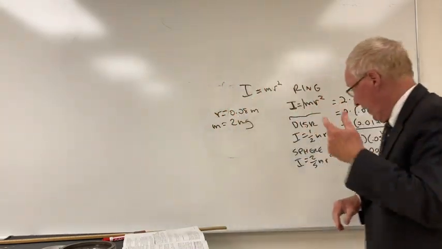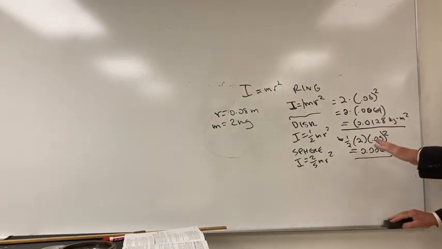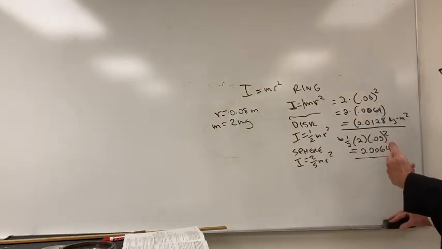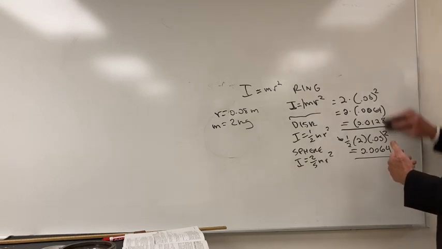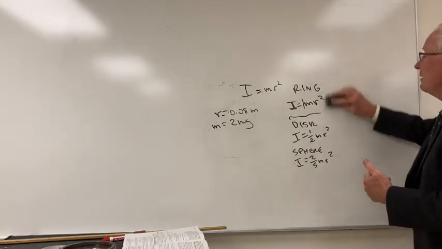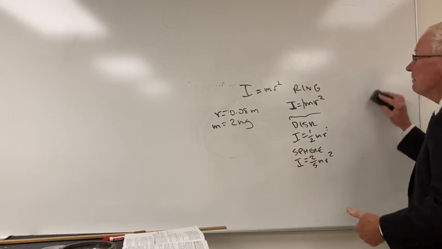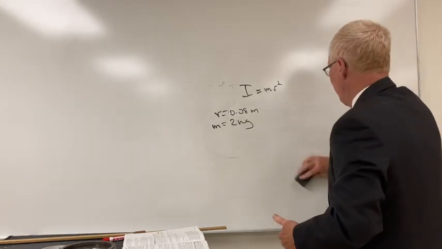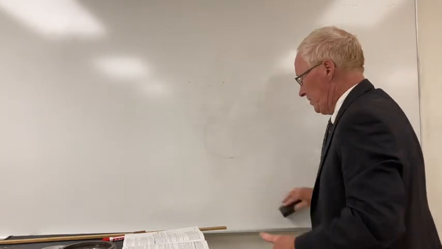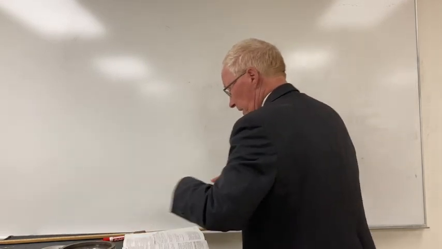Now I'll get into one last thing here. These are only three we're going to compare. There's other different shapes you can have, but we're not going to do that. So those are the three: ring, disc, and sphere. Then we're going to get into one last thing here, rotational kinetic energy.